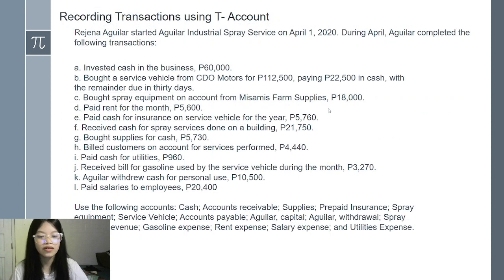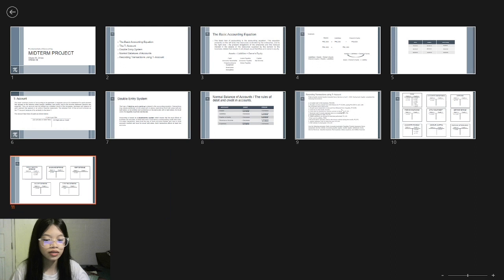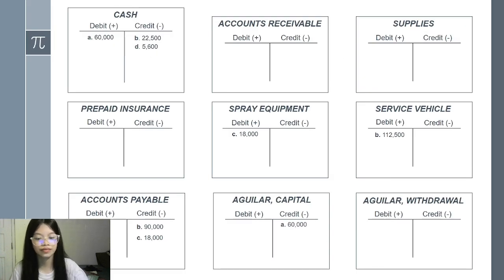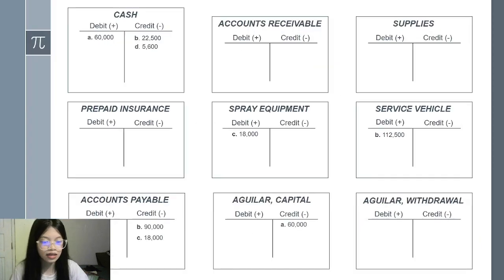Fourth transaction, paid rent for the month, 5,600 pesos. So nagbayad siya ng rent for the month. Ang entry natin is increase in expense is recorded by a debit to rent expense, and decrease in assets recorded by a credit to cash. Fifth transaction is letter E, paid cash for insurance on service vehicle for the year, 5,760 pesos. So nagbayad siya ng insurance sa service vehicle para sa buong taon. So increase in assets recorded by a debit to prepaid insurance, and decrease in assets recorded by a credit to cash.